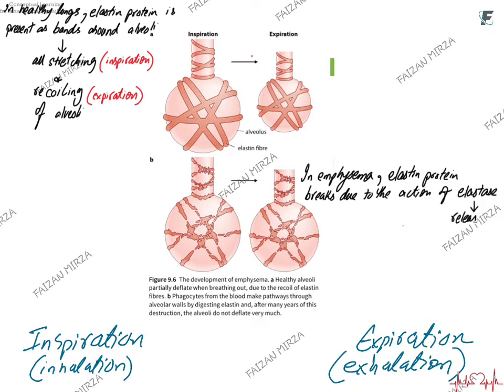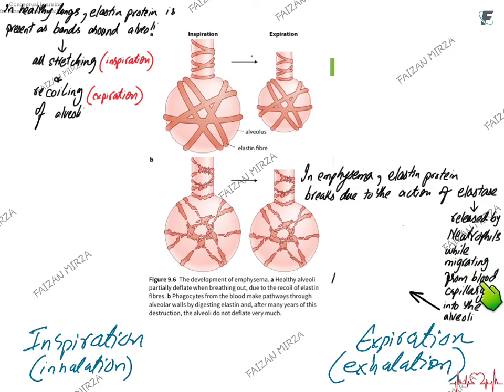Due to this, the alveoli can stretch, but it cannot recoil. It won't stretch that well. Yes, it can't retract either. The reason is the action of the enzyme elastase. Elastase comes from neutrophils that were coming into the alveoli while migrating from the blood capillary into the alveoli. Why were neutrophils coming? Neutrophils are phagocytes. They are a type of white blood cell that engulf pathogens.